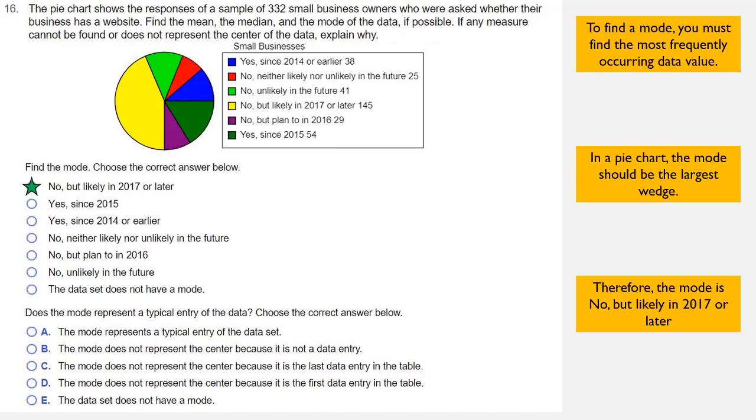Does the mode represent a typical entry of the data? Well, the responses say it's not a data entry, it's the last entry, it's the first entry. When we say first and last entries, we're assuming that we can put data in order. Since this is a non-numerical response, it can't be placed in order from least to greatest. So C and D don't make sense. E doesn't make sense because we already said there is a mode. And B says it's not a data entry, but it is a data entry because the mode is always a data entry. So the correct answer here is A. The mode represents a typical data entry of the set. And that's your answer.